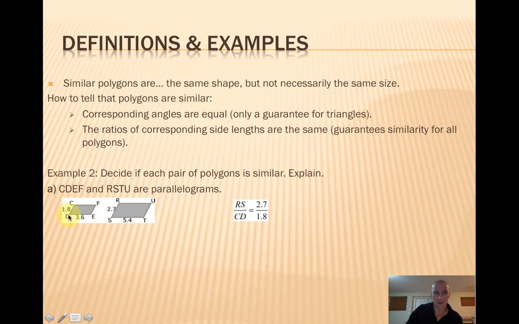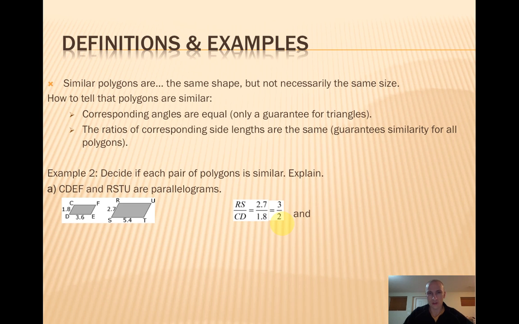side of that parallelogram. So doing RS over CD, 2.7 over 1.8, that is a 3-to-2 ratio. If you wanted to get it as a fraction in lowest terms, you could multiply the top and the bottom by 10, that would give you 27 over 18. You divide the top and the bottom by 9, and that would reduce down to 3 over 2.